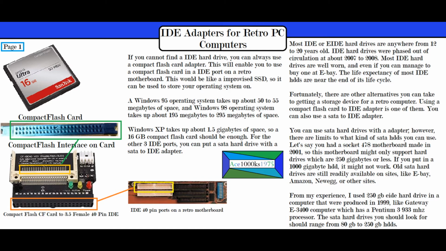So the BIOS is going to be a factor. The BIOS on old retro x86 motherboards probably won't support 500 gigabytes or a terabyte hard drive. So you're going to have to get a hard drive which is 80 gigabytes to 250 gigabytes in size. That's all.